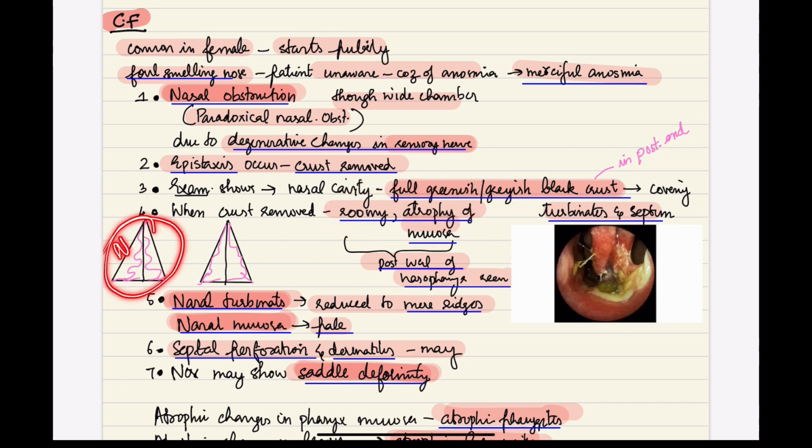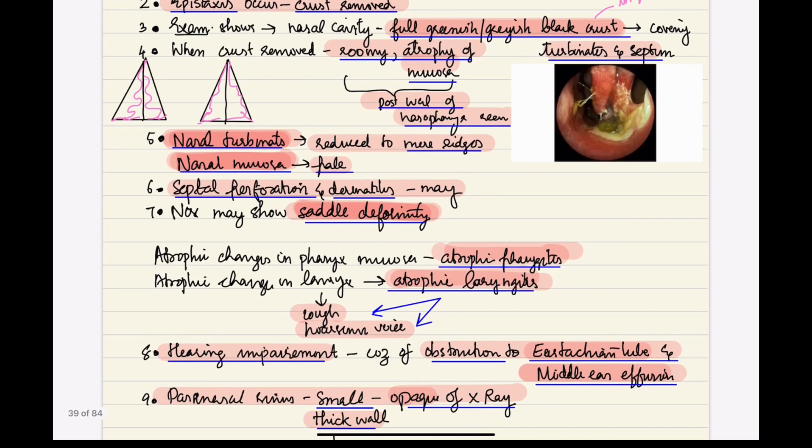As this is a roomy cavity, when there is crust removal, the cavity will become roomy and the posterior wall of nasopharynx can be seen. The nasal turbinates are reduced to mere ridges because of the resorption of the bone. Then the nasal mucosa will be pale. When the crusts are left as such, it will interfere with the septal cartilage and cause septal perforation, and it can also cause saddle deformity of the nose, which is a rare feature.